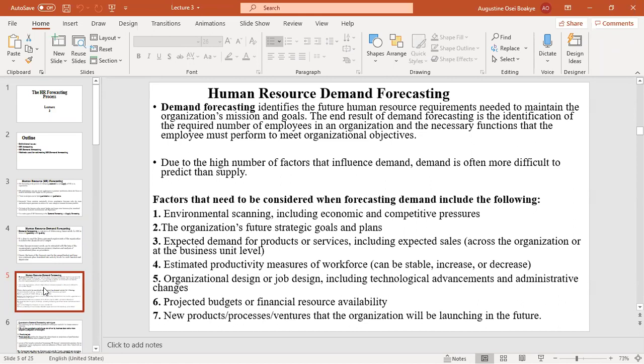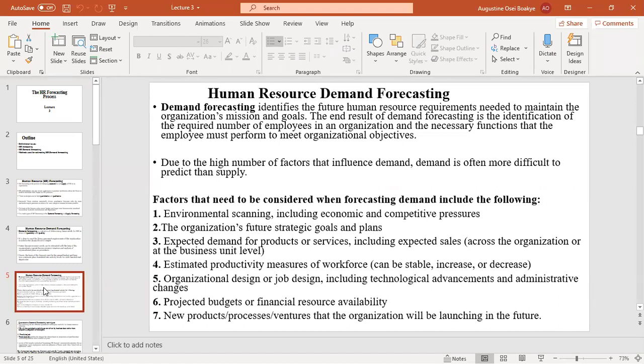Then organizational design or job design, which you intend to employ. And if the design is such that it will employ the use of technology, it means that jobs which were previously handled by 2 or more people can now be harnessed under the technology to be performed or executed through artificial intelligence. Projected budget, so the financial position, new products or processes or ventures. So that is where the issue of your expansion will come in terms of introducing some new products into the business markets. So these are some key factors I was able to identify.